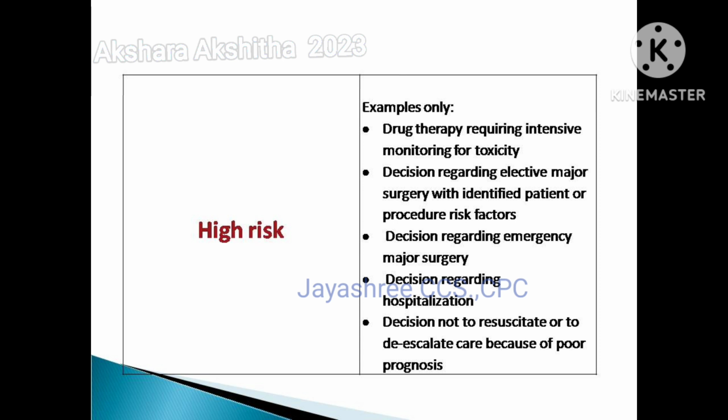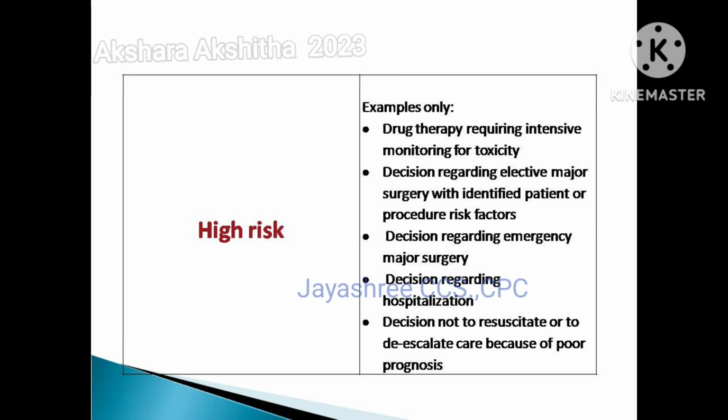In high risk, drug therapy requiring intensive monitoring for toxicity we can consider as high risk. Then decision regarding elective major surgery with identified patient or procedure risk factors. Without identified risk factors is moderate, but the same elective major surgery with identified risk factors is high risk. Then decision regarding emergency major surgery we can consider as high risk. Next, decision regarding hospitalization is also high level. If admitted, or if without admission that treatment cannot be done, that will be considered under the high risk section. Then decision not to resuscitate or to de-escalate care because of poor prognosis is also considered high risk. So if any one of these points is matching, then we can consider it as high risk.